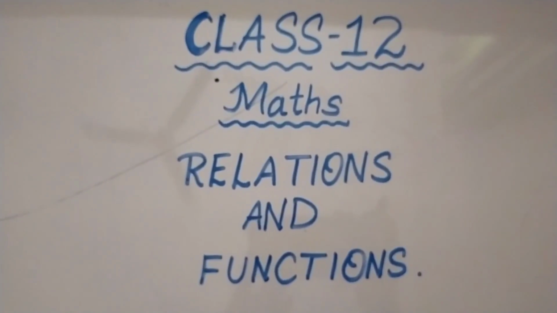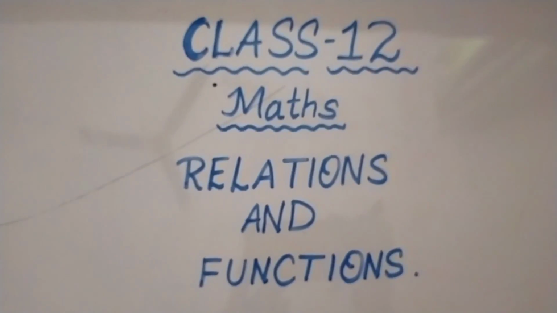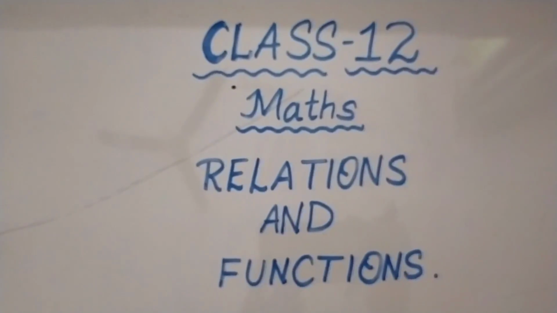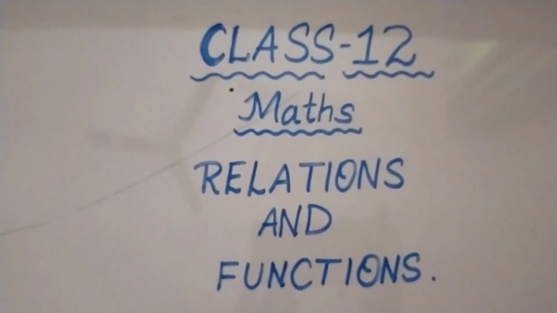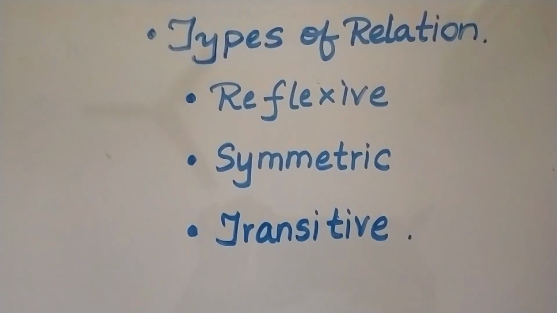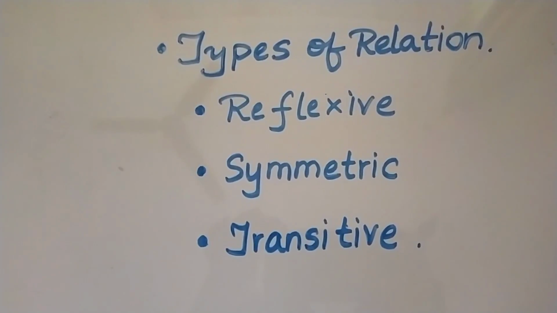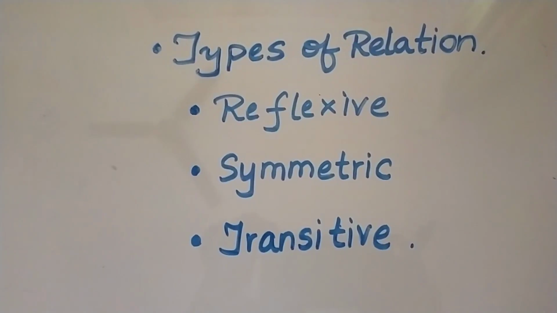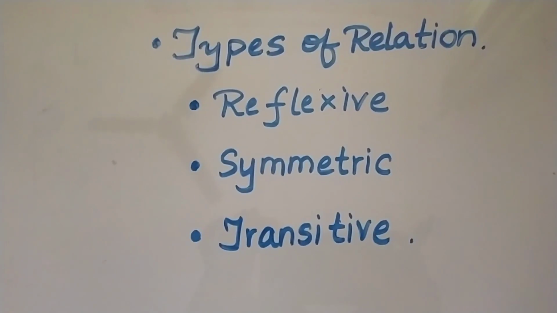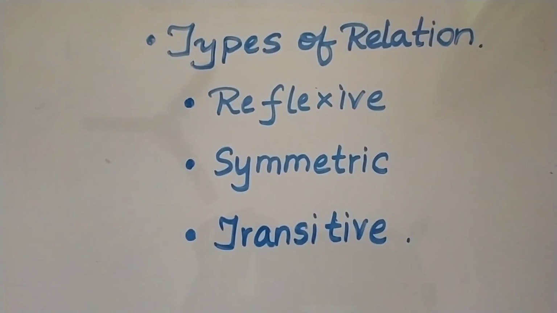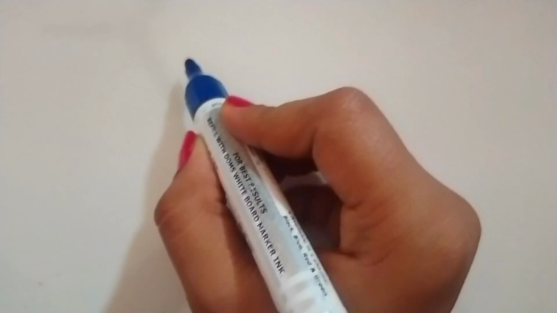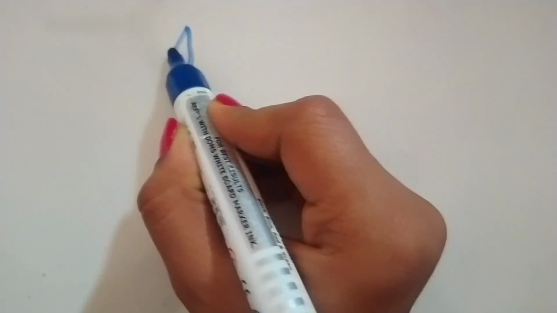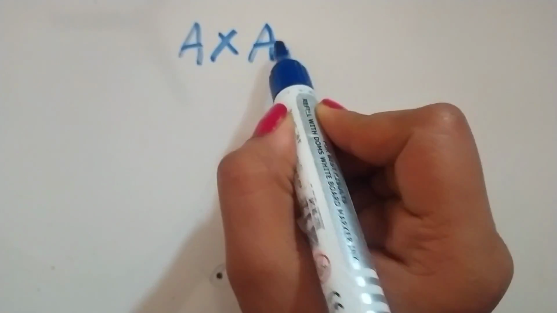So in this video we will see the concept of relations and functions, and the subtopic in this video is types of relations. So there are three types of relations. The first one is reflexive, the second one is symmetric, and the third one is transitive. Now what is reflexive? To explain it, I will take an example.